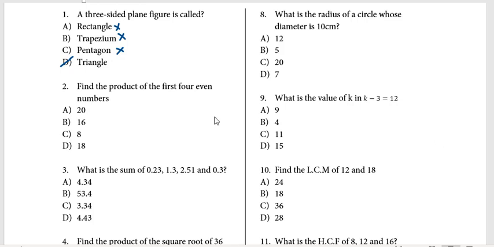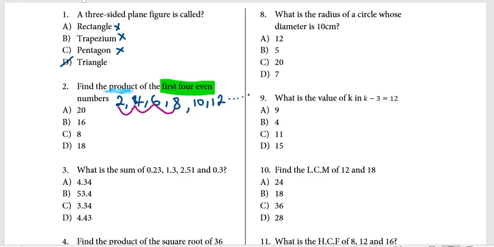Question number 2 says find the product of the first 4 even numbers. We have a whole lot of information there. One is to find their product, and another thing is the first 4 even numbers. So what are even numbers? Even numbers are numbers that can be divided by 2. So we have 2, 4, 6, 8, 10, and 12. I think I can stop here, but you can still continue. I'm stopping here because we just need 4. We don't need all. So for 4, I just got 2, 4, 6, and 8.